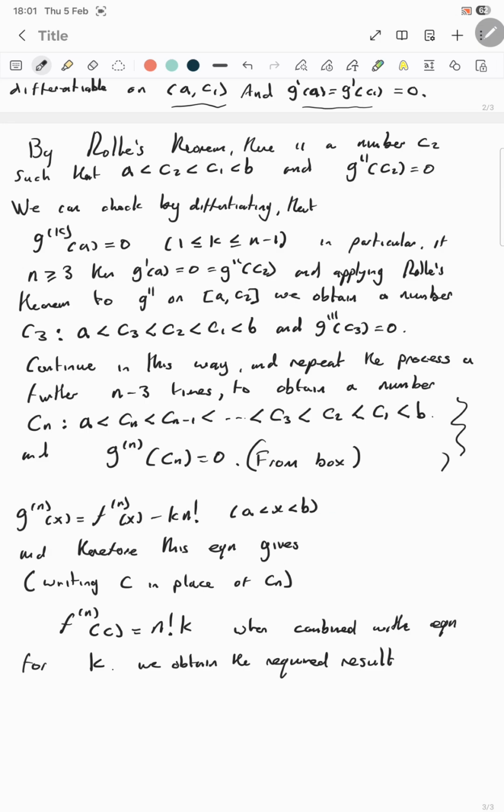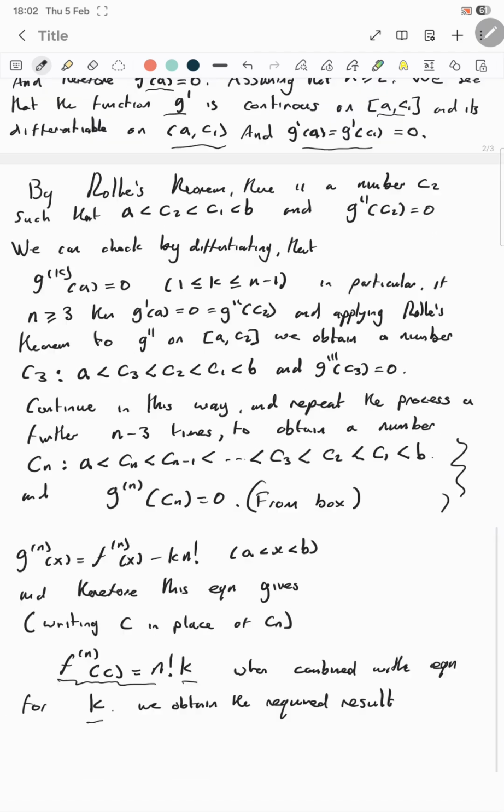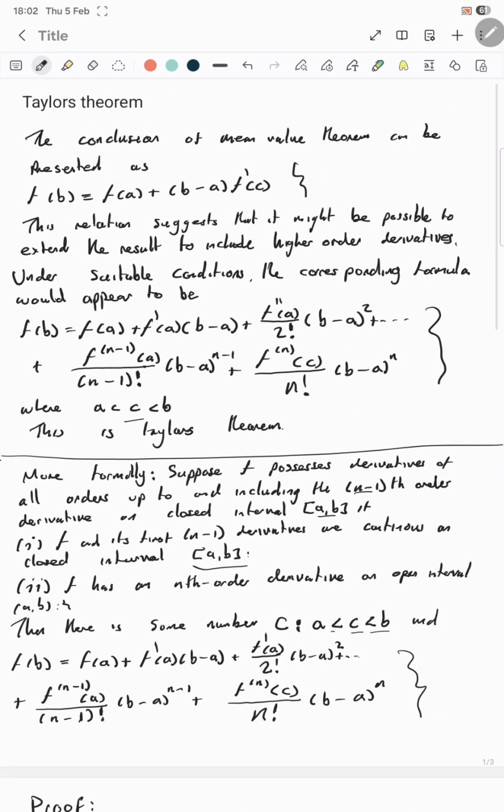Now g to the n of x equals f to the n of x minus k times n factorial on x bounded between b and a, and therefore this equation gives, writing c in place of c of n, f to the n of c equals n factorial times k. When combined with the equation for k, we obtain the required result. And that was Taylor's theorem.